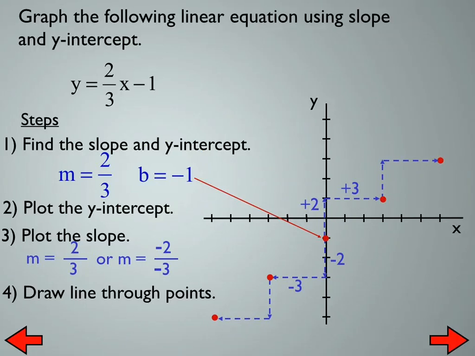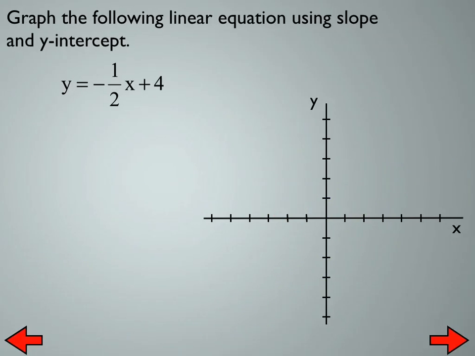But I need you to have at least 3 ordered pairs on your graph. I did 5 up here. We don't always need that many. 3 is enough. Okay, any questions about the idea of graphing with slope and intercept? All right, everybody do this one right here. y equals negative 1/2 x plus 4.